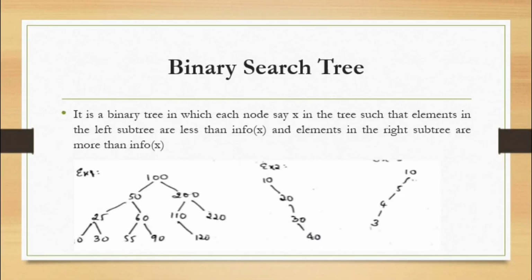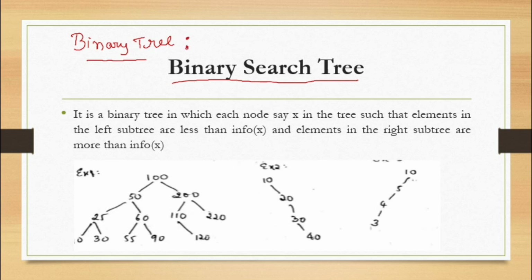So what is a binary search tree? We have already studied what a binary tree is in our previous set of videos. Now, what is the difference between a binary tree and a binary search tree? In a binary tree, the only condition was that a root should have either the left subtree or the right subtree, or both, or none. So this was the condition.